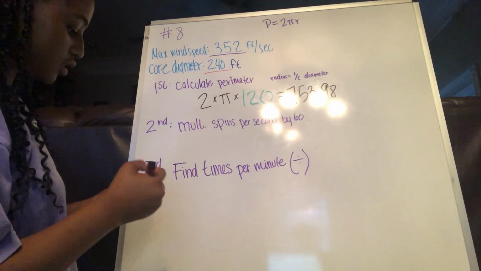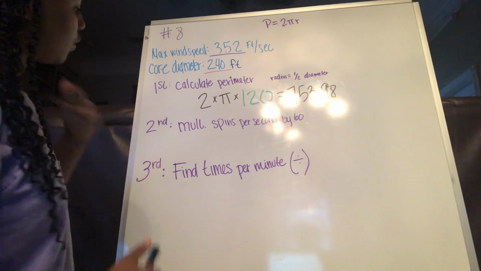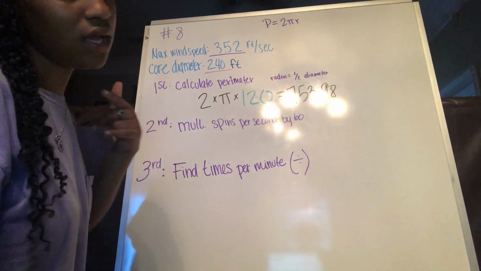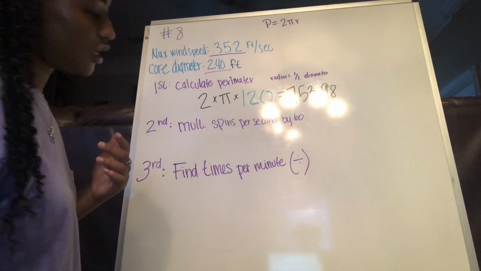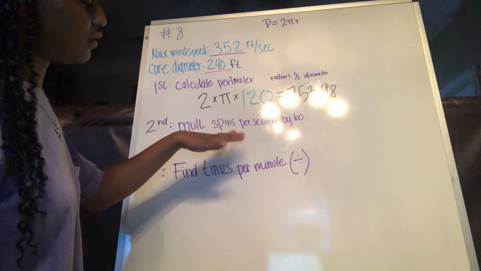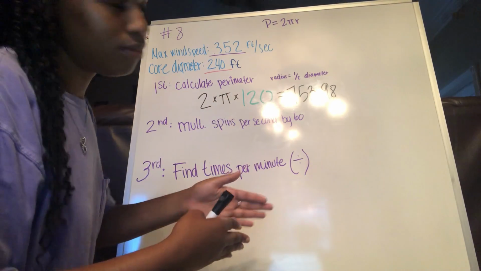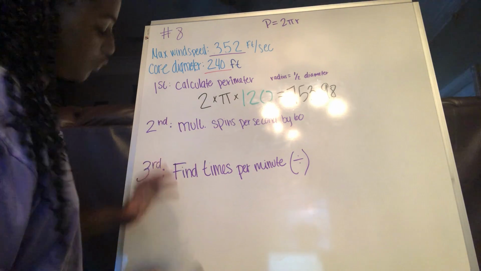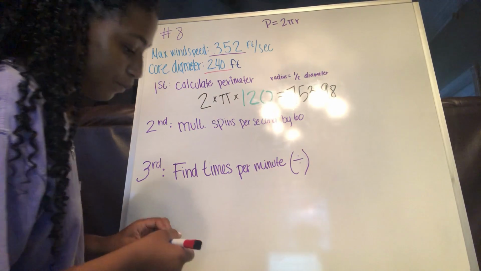And for the next one, for the second step, we're gonna multiply the spins per second by 60. And the reason we're doing this is because we're trying to find the times per minute, and by giving the seconds, we just need to basically turn that into minutes. So there's 60 seconds in a minute, which is why we're going by 60.